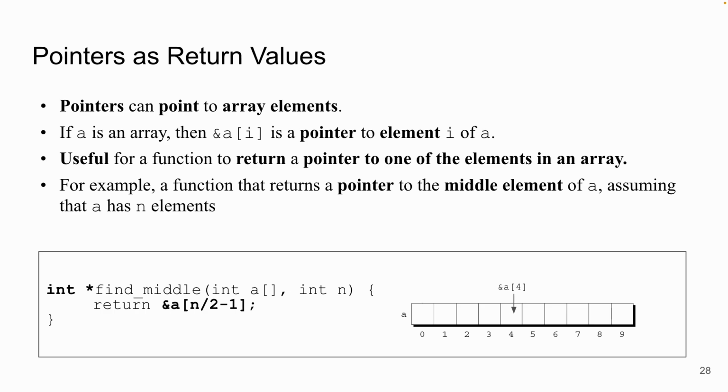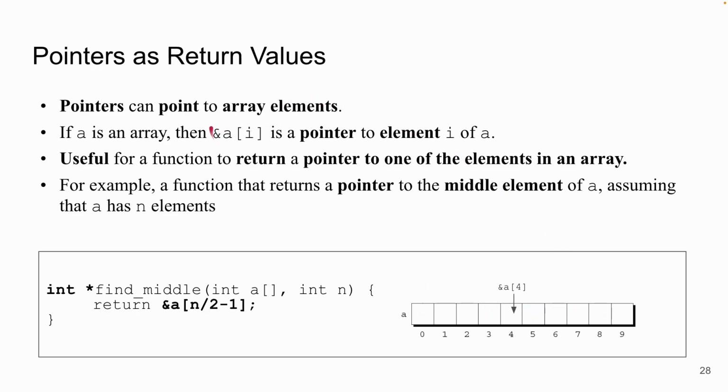Okay, so the next thing I want to talk about is how we can use pointers with arrays. Actually, a pointer can also point to array elements. For example, in here, if A is an array, we have different elements here, right?